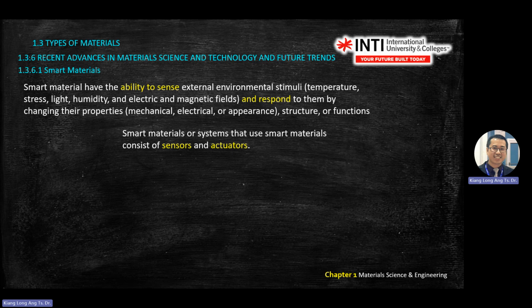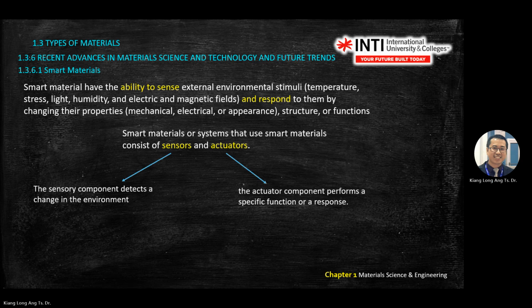Why do we need to learn about all these things? Because of the smart materials for the sensor and actuator, smart robots, medical surgeries, and all this. So what is the word sensors? What is the word actuator? Sensors means able to detect something. Sensors is to detect something. Actuator is to perform some action or specific function.